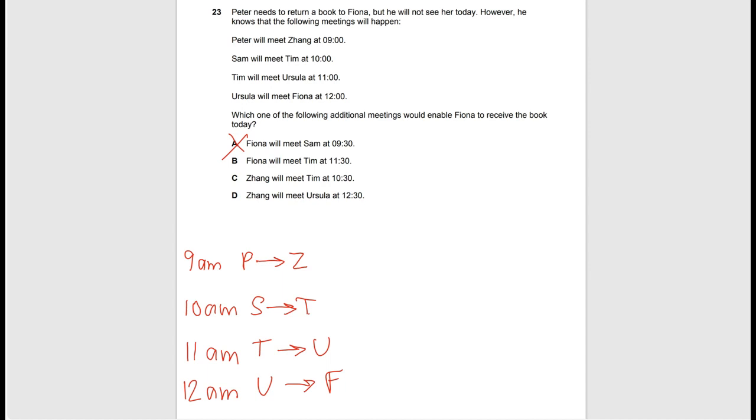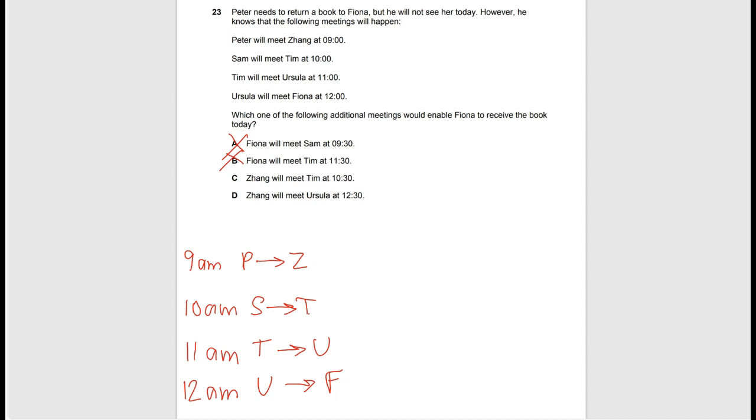B says Fiona will meet Tim at 11:30. So here at 11:30, Fiona wants to meet Tim. But the book is actually still stuck here with Zhang. So even though Fiona has made this 11:30 a.m. meeting, she's not going to get the book because the book is still with Zhang, and Zhang has not met with any of these other people, Sam or Tim or Ursula. So it can't be B either.